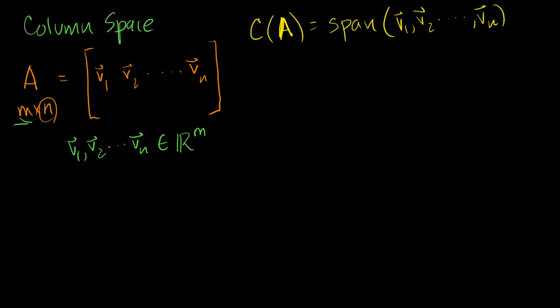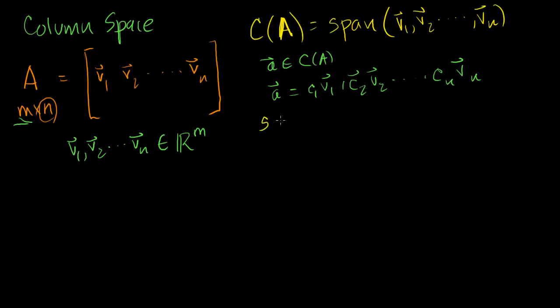Let's say I have some vector A that is a member of the column space of A. That means it can be represented as some linear combination. So A is equal to c1 times vector 1 plus c2 times vector 2, all the way to cn times vector n. Now, the question is, is this closed under multiplication? If I multiply A times some scalar s, I'm just picking a random letter. So s times A. Is this in my span?